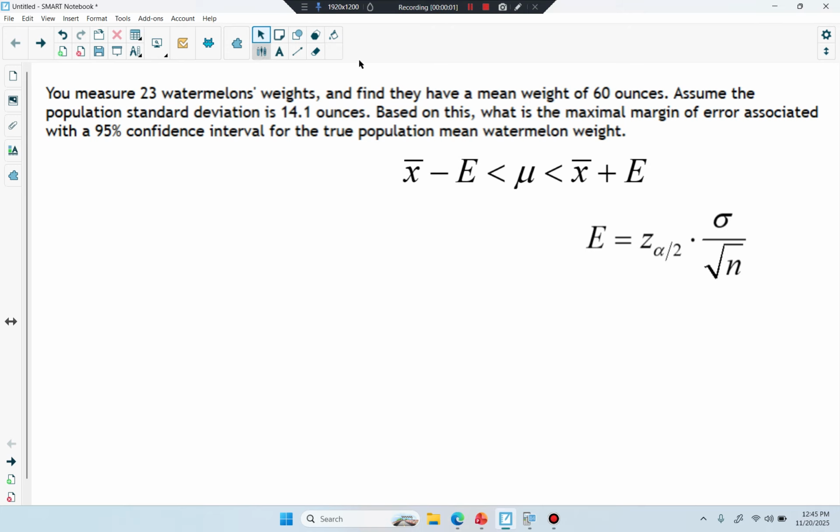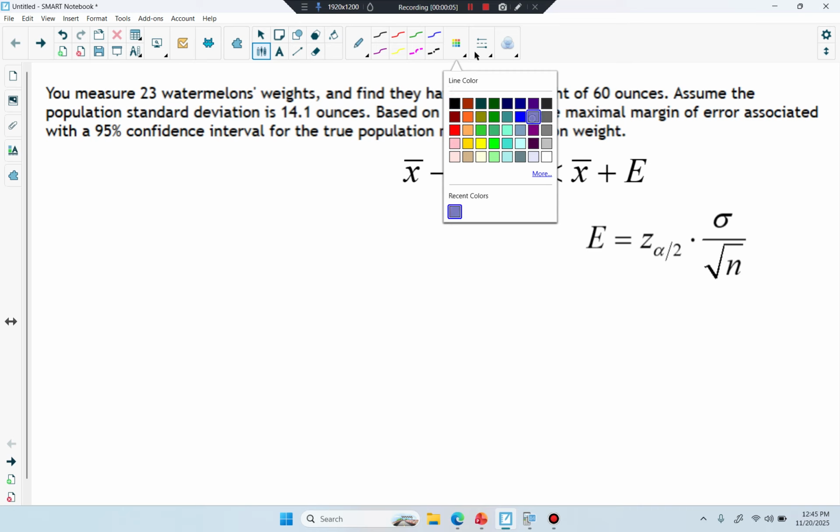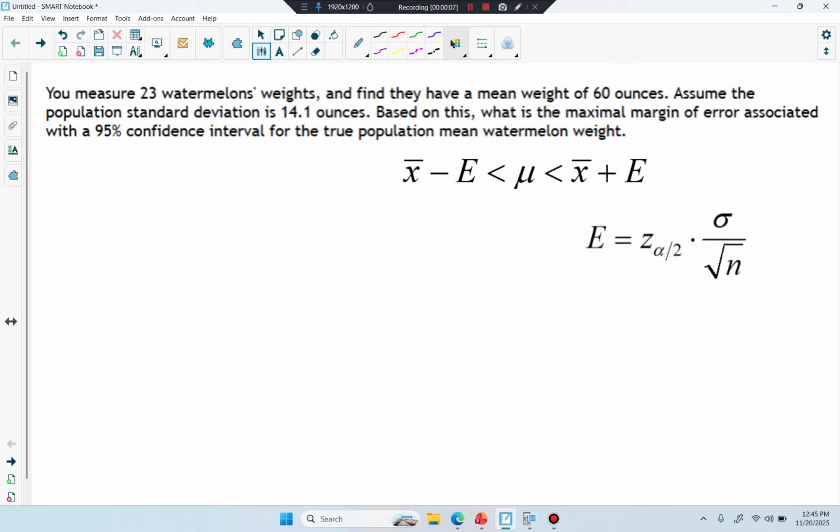Okay, so this says we measured 23 watermelon weights and find they have a mean weight of 60 ounces. Assume that the population standard deviation is 14.1 ounces. Based on this, what is the maximal margin of error? Maximum margin of error associated with the 95% confidence interval for the true population mean watermelon weight.